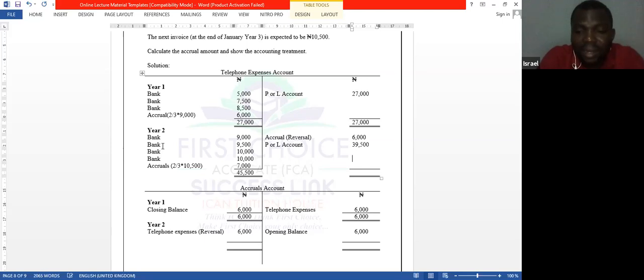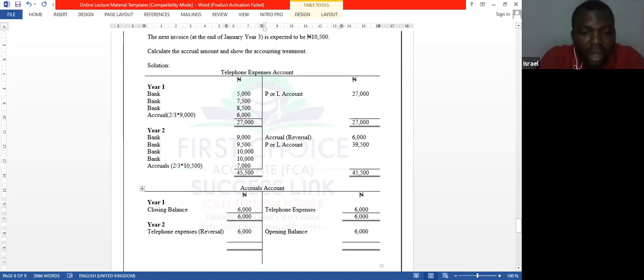Now, if we add these two together, it will give us 45,500, which is 6,000 plus 39,500. Then when you are done with that, we now need to close. Then the second leg for the accrual. We have done the accrual here, then we need to do the second leg. So the second leg will be on the credit side of the accrual.